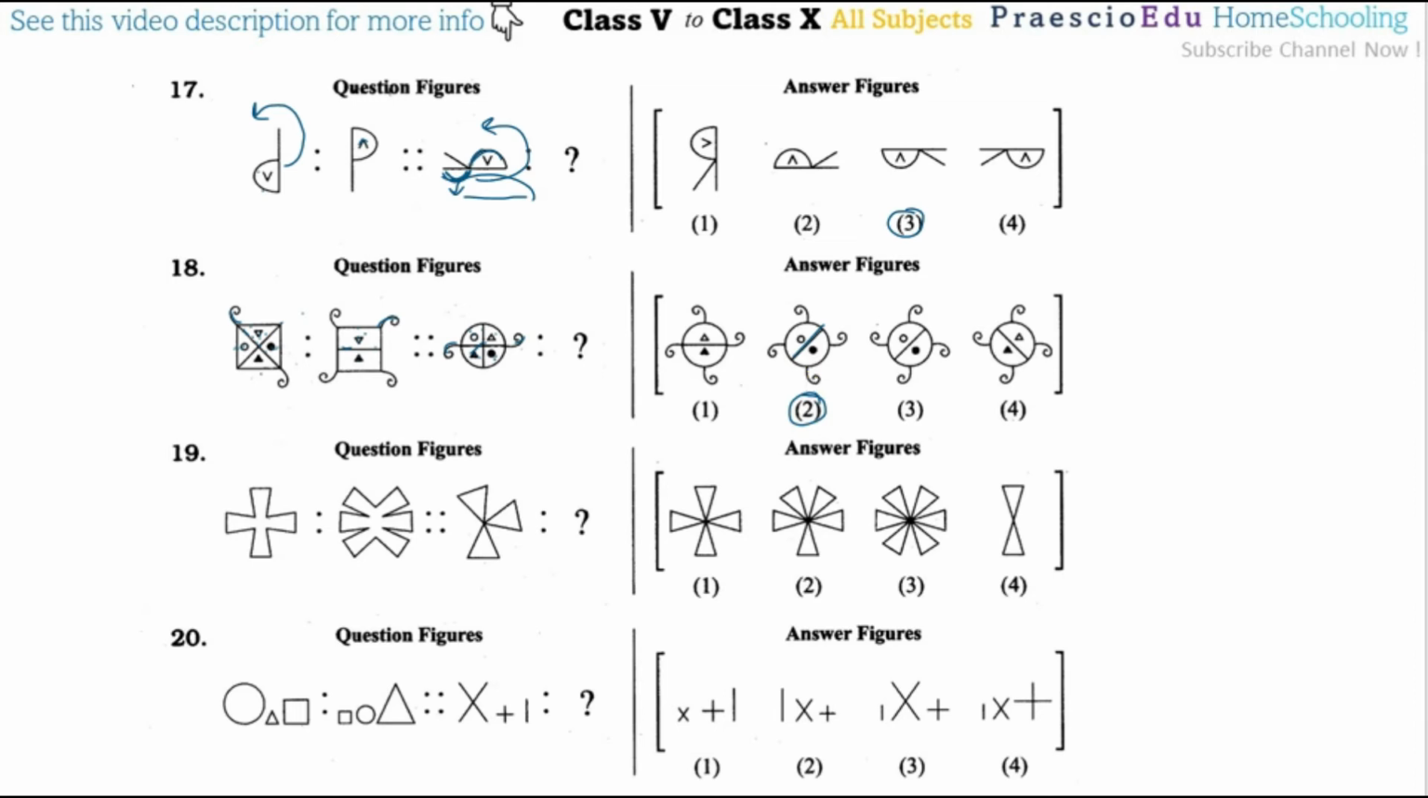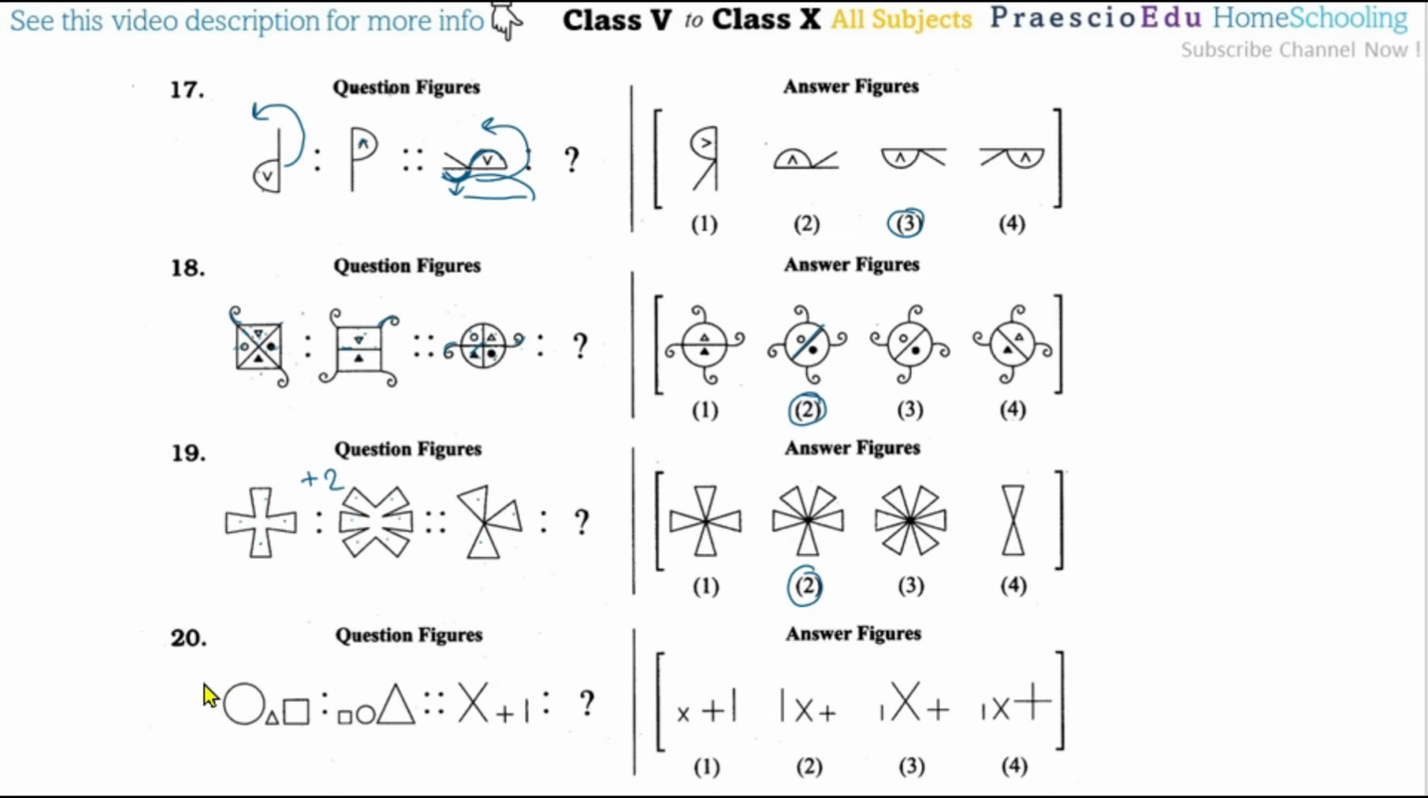Now, question number 19. Here 1, 2, 3, 4 are the petals. Now here 1, 2, 3, 4, 5, 6. So an addition of two petals like this one. Here the three petals. So an addition of two means there should be five petals, and five petals are shown in option number 2.